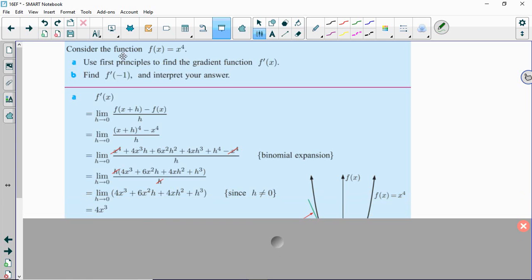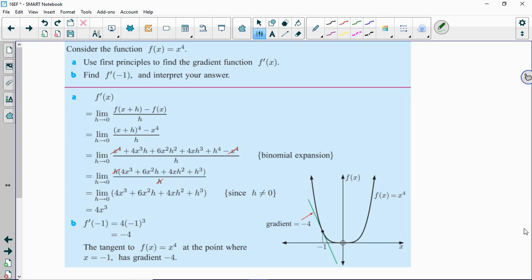Then we can do part B, f prime of negative 1. That's easy. That's just 4 times negative 1 cubed. As for the interpretation of that, that's the slope of the tangent line to the curve y equals x to the fourth at the point negative 1, and I guess the y value would be 1.